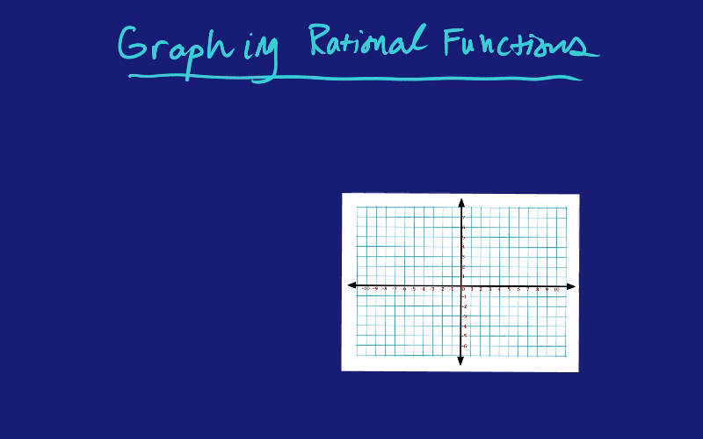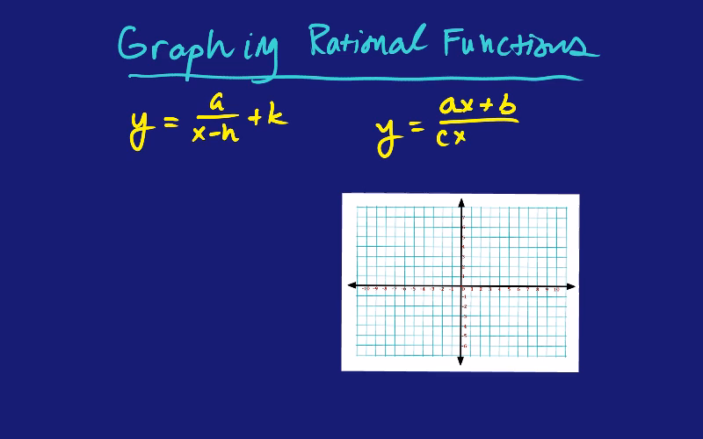The two forms I'm going to graph, so that you can decide whether you want to watch this video or not, are y equals a over x minus h plus k, and the other one is y equals ax plus b over cx plus d. So I'm going to try to graph both of these and break each form down, and then hopefully we'll see what a normal basic rational function looks like. So let's start with this one.